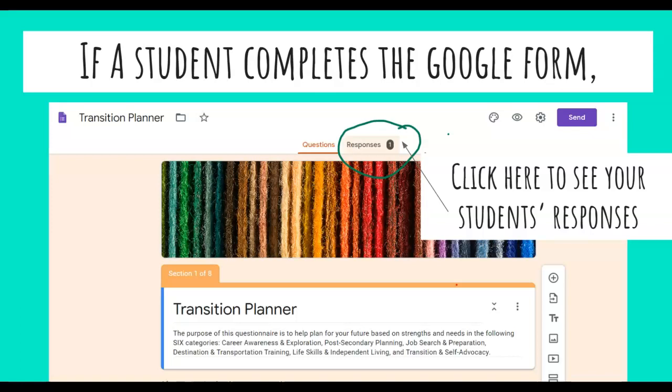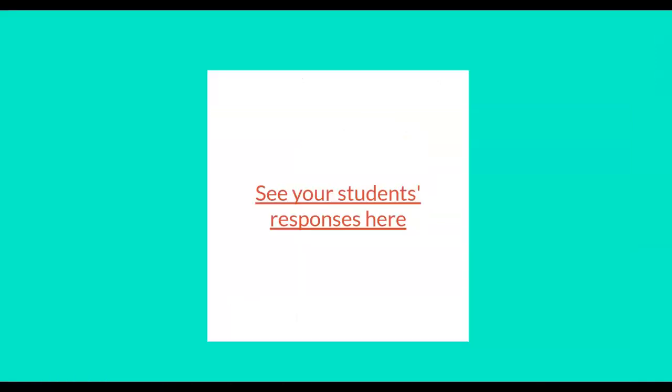Now, if a student completes the Google form, it's a little bit different, but basically once you have that personalized link, remember you'd be taking the tutorial on how to create a personalized link for the transition planner. And once you've done that, you would be able to access the student responses at any time. So you could pull up a list and see all of your responses for the students that took the transition planner. And from those responses, we would be able to see what instruction we should be planning.